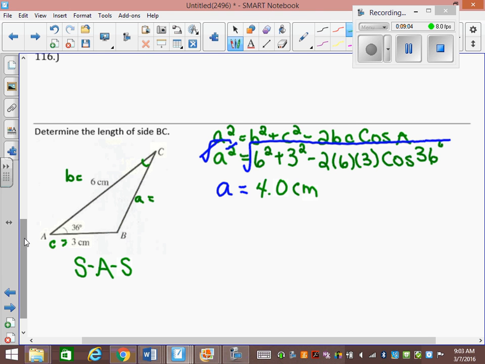This is the very last step. It says determine the length of side BC. What is side BC? Side A. I'm done. Got it. Good to go. Now, why do people get this question wrong if I ask for an angle?